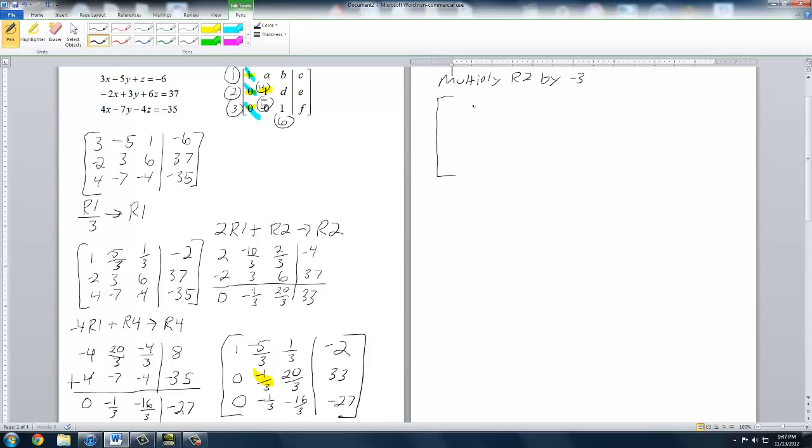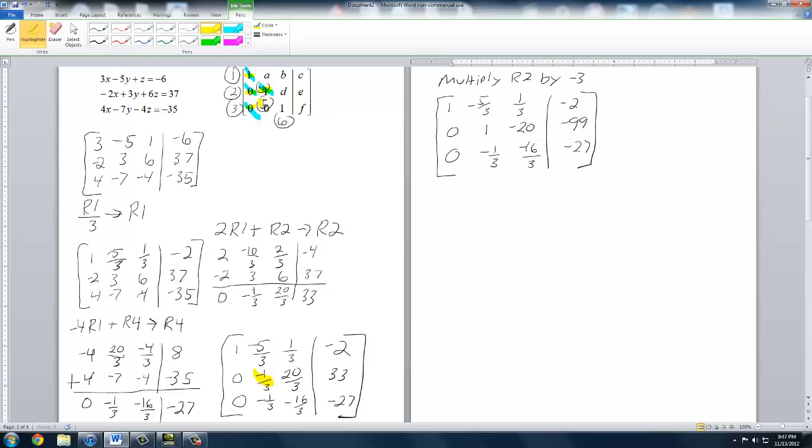So what we have here is 1, negative 5 thirds, 1 third, negative 2. Now let's multiply all of row 2 by negative 3. 0 times negative 3 is 0. Negative 1 third times negative 3 is 1. Negative 20 thirds times negative 3 is negative 20. And then 33 times negative 3 is negative 99. And then the last one is copy down. And there we have that. Okay, now that means this one's done.